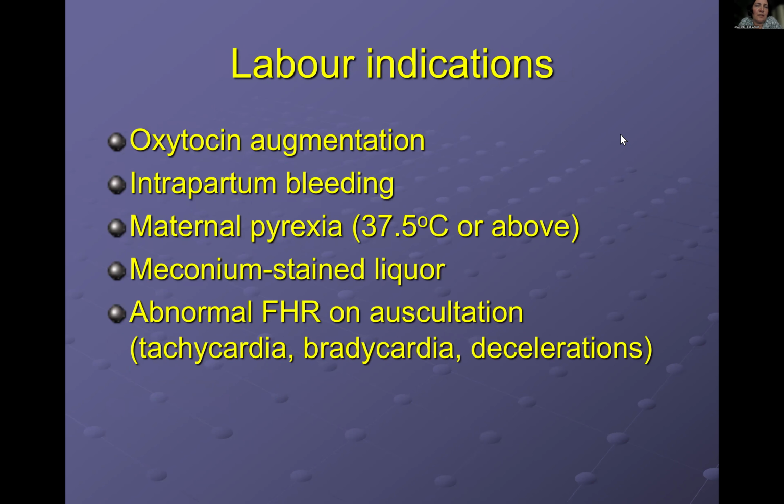And you can have labor indications. So, for example, you still have a low risk pregnancy, but you need to augment with oxytocin, or suddenly there's intrapartum bleeding, or suddenly the mother develops high temperature, there's pyrexia, or the liquor suddenly becomes meconium stained. Or, of course, if you're doing the intermittent auscultation, and upon auscultation you realize that there's an abnormal fetal heart rate, so tachycardia, bradycardia, or decelerations. In that case, it is indicated to switch to continuous electronic fetal monitoring.